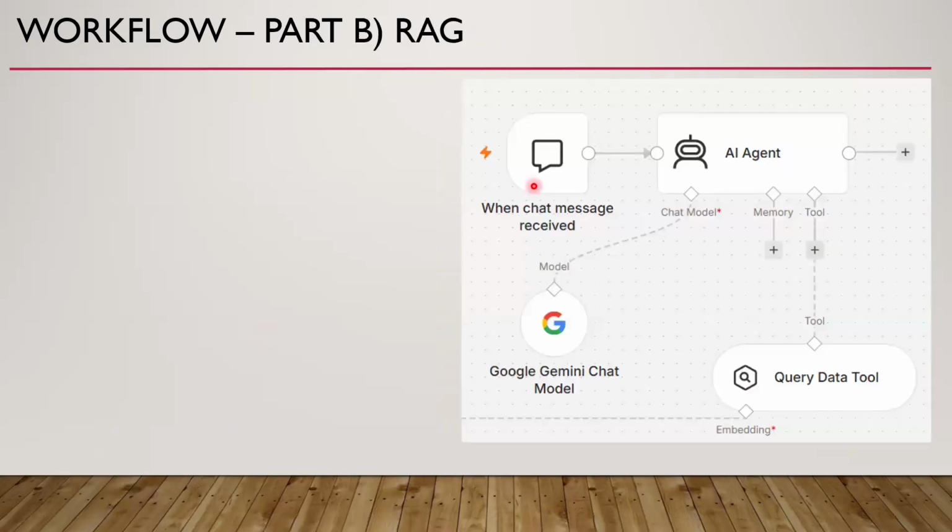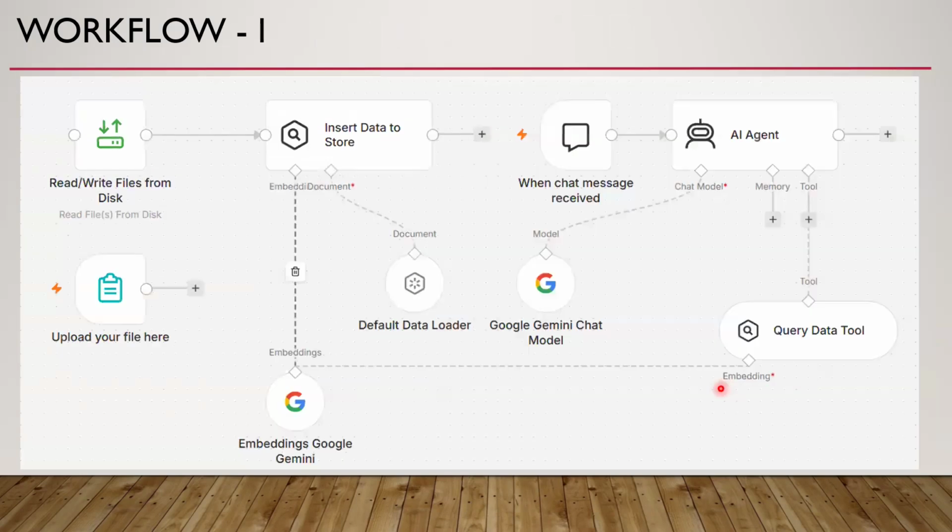This is the next part, or this is actually the RAG part. Here we have a chat trigger. So this is how we ask questions to our agent, and this is the chat model here. I'm using Gemini, and this is the query data tool. It queries the Gemini embeddings here, and this is how our AI agent does the retrieval augmented generation with the help of these embeddings and chat model.